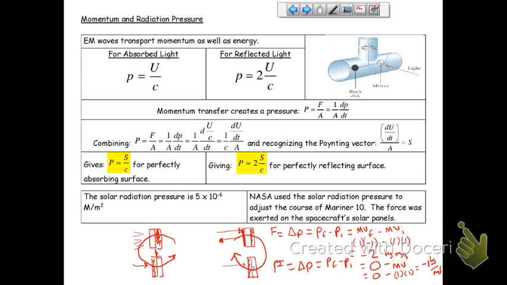Momentum transfer creates a pressure. It's the force per unit area. And this is going to be 1 over the area times dP by dt, good old Newton again. So the pressure is equal to the force per unit area, which is 1 over A dP by dt. So that's 1 over A, du over c by dt, which equals 1 over c, du by dt over A. And recognizing that this is the Poynting vector S, we get that the pressure is equal to the Poynting vector over c. And we can work out the pressure.